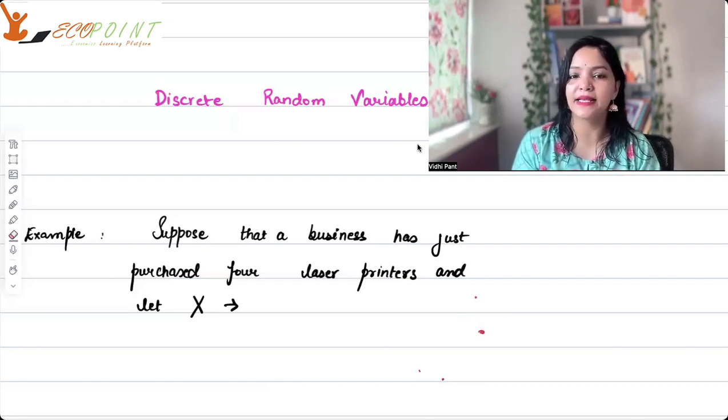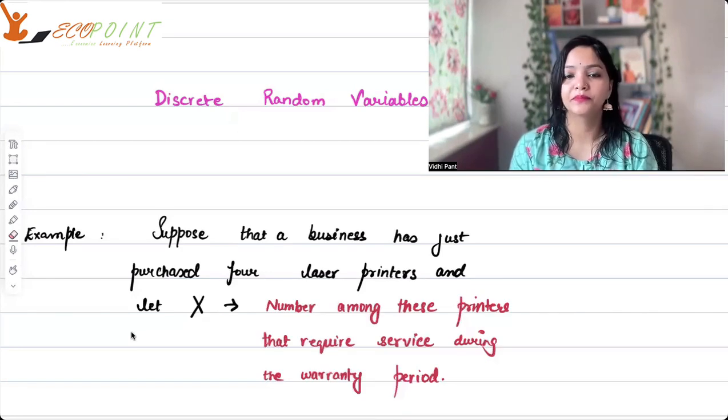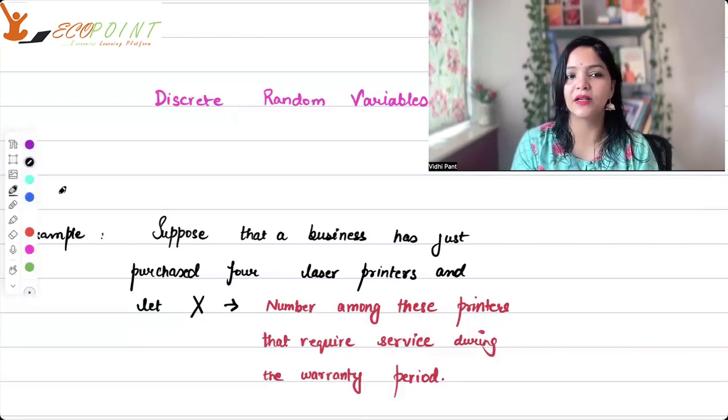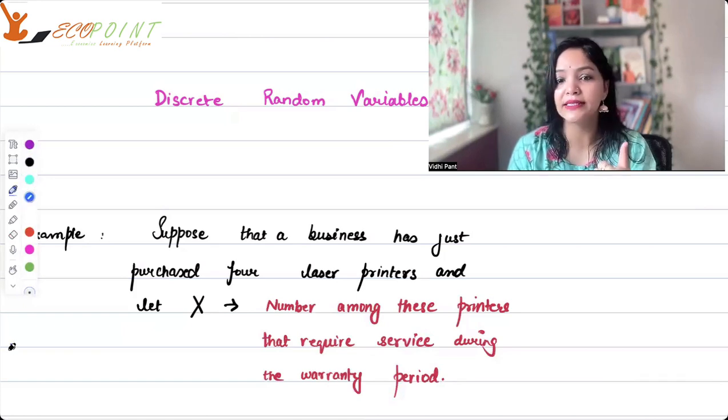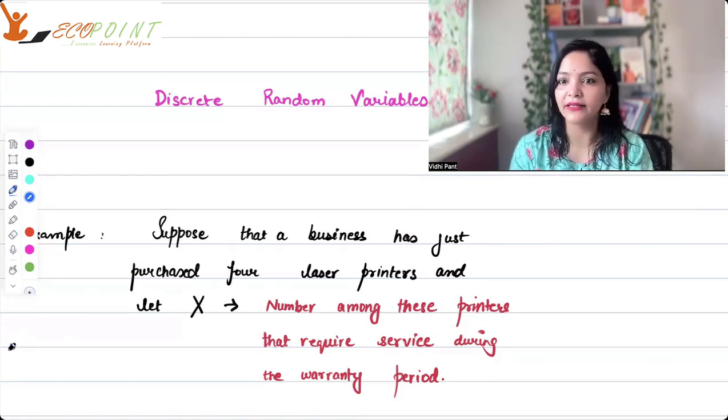Suppose that a business has just purchased 4 laser printers, and let us assume X, the random variable, is the number among these printers that require service during the warranty period. So tell me something, what values can X take? Well, if X is the number of printers that require service in the period of warranty, that means maybe none of them require service. So 0, it can take value 0. Maybe just one of them requires service. Maybe 2 of them, maybe 3 of them, maybe 4 of them.